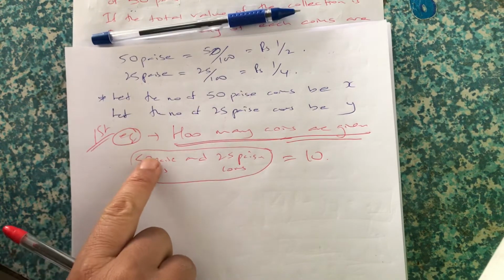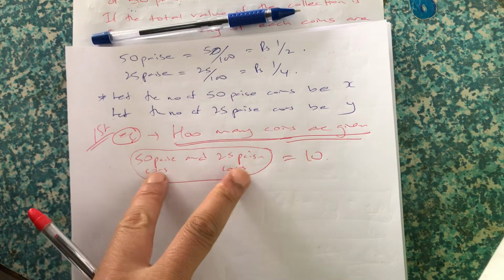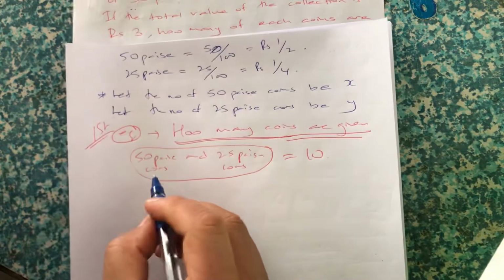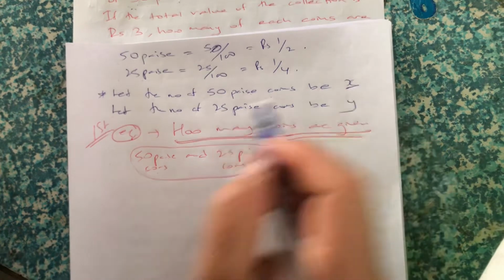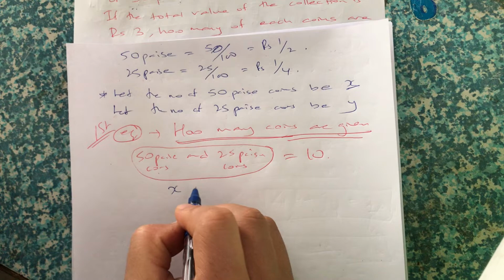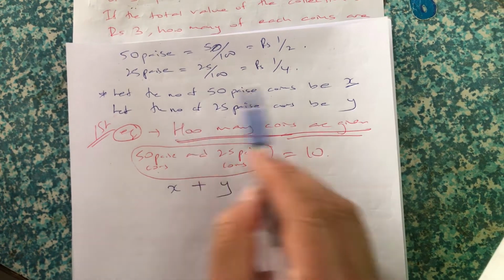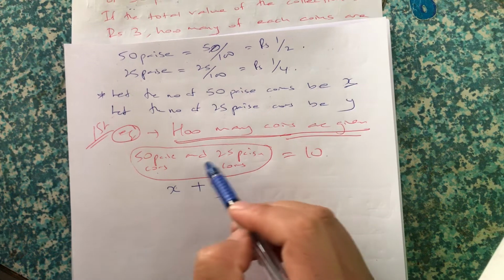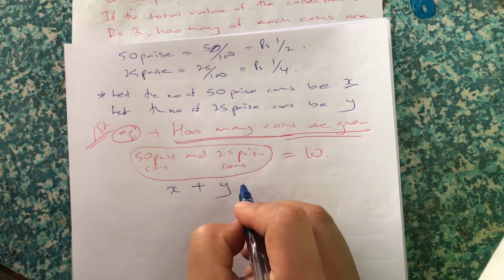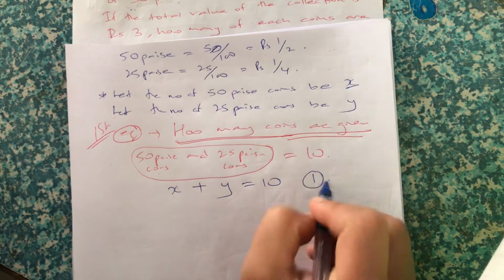So it means 50 paise coins and 25 paise coins, when I put them together, is equal to 10. But what is the number of 50 paise coins? That is x. So we have x plus, and how many 25 paise coins? y. So we said the number of 50 paise coins is x, and the number of 25 paise coins is y, and that is equal to 10. That becomes my first equation.